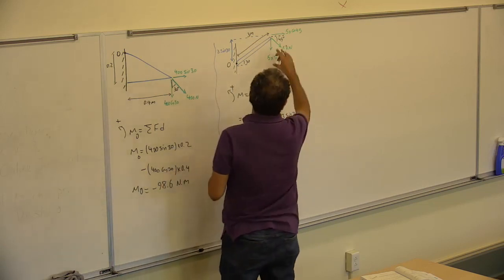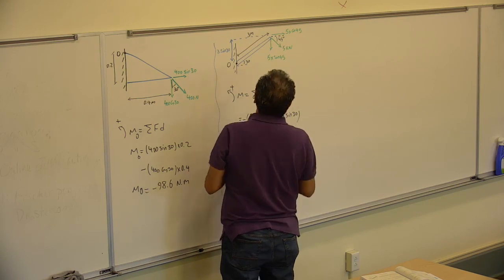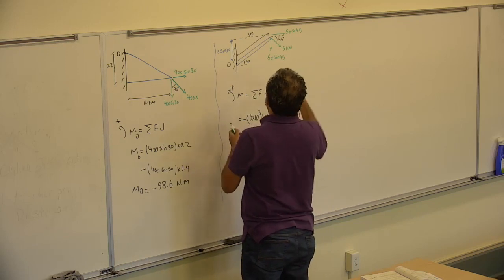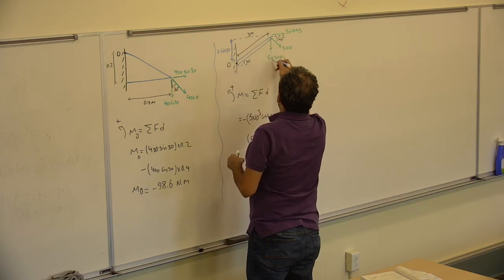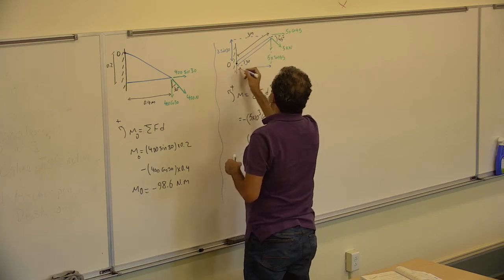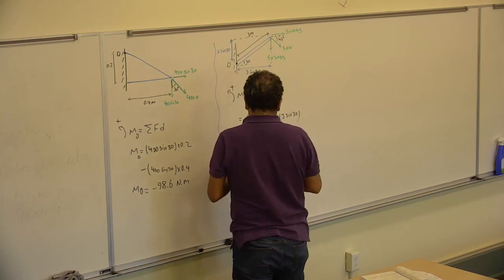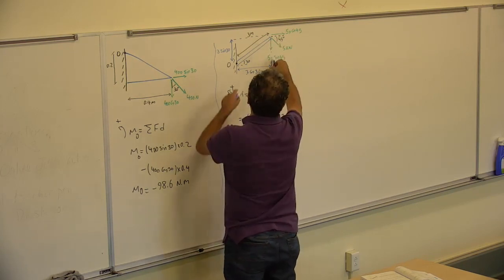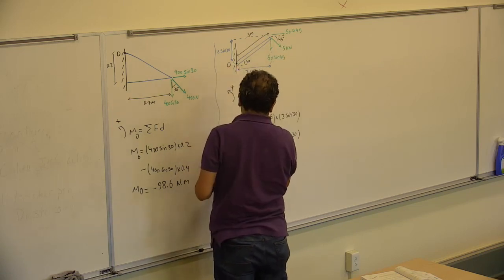The next one, the force is 5,000 sine 45. The normal distance from here to here, I need to find this distance, which is going to be 3 cosine 30. And if I have a force here about this one, it's going to rotate counterclockwise. So it's going to be positive.